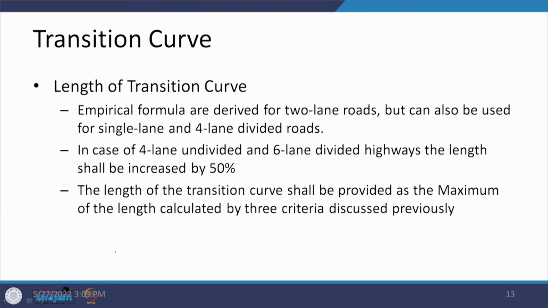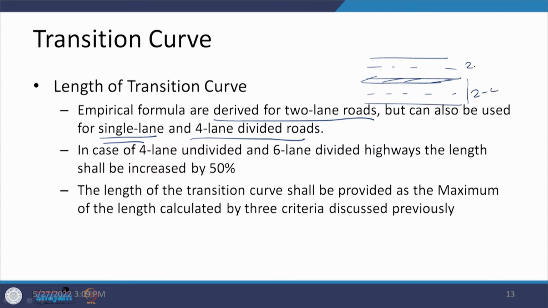Now, when you are looking at this length of the transition curve, these empirical formulas have been derived for 2-lane roads. Now, what are the locations where it has an applicability is what is being talked next. It says that it can be applied to the single lane as well as it can be applied to a 4-lane divided system, because in the case of 4-lane divided system, you have the median here and then you have 2 lanes on that side and 2 lanes on this side. So, this becomes a 2-lane and 2-lane. So, one carriageway is a 2-lane single carriageway is what we are talking about here.